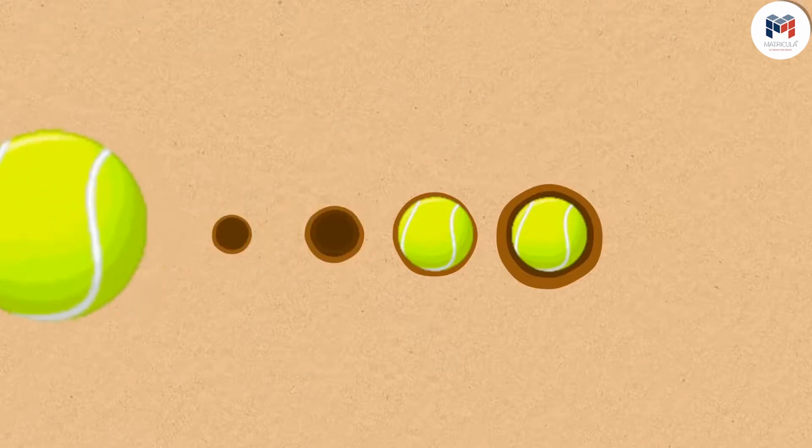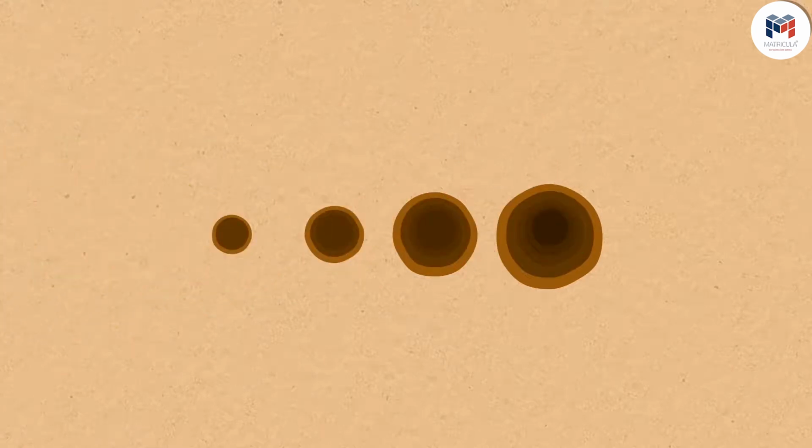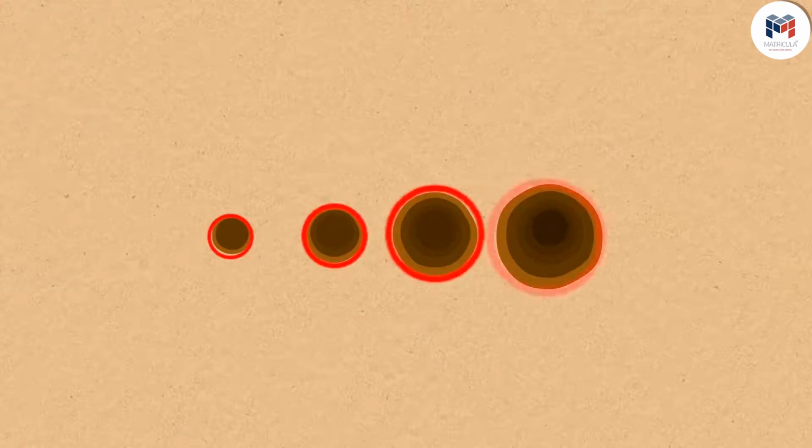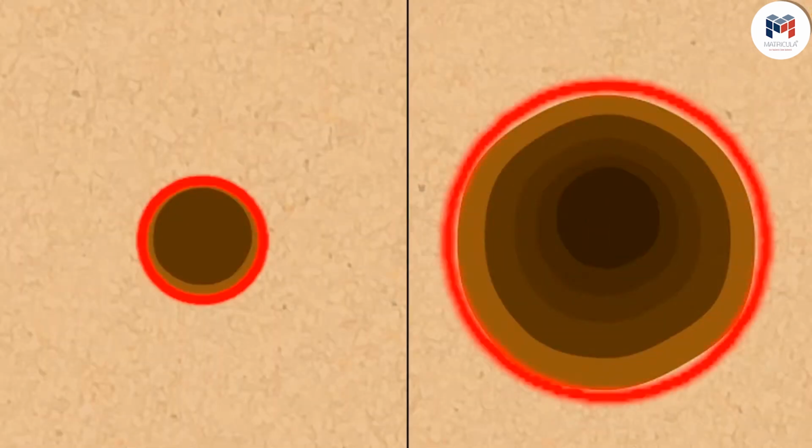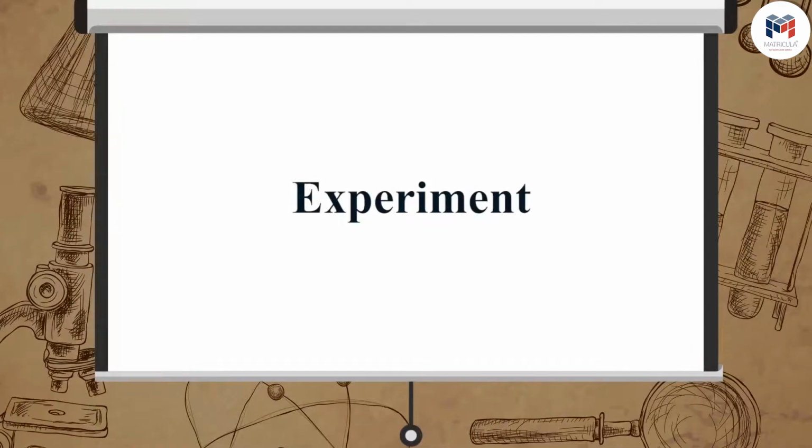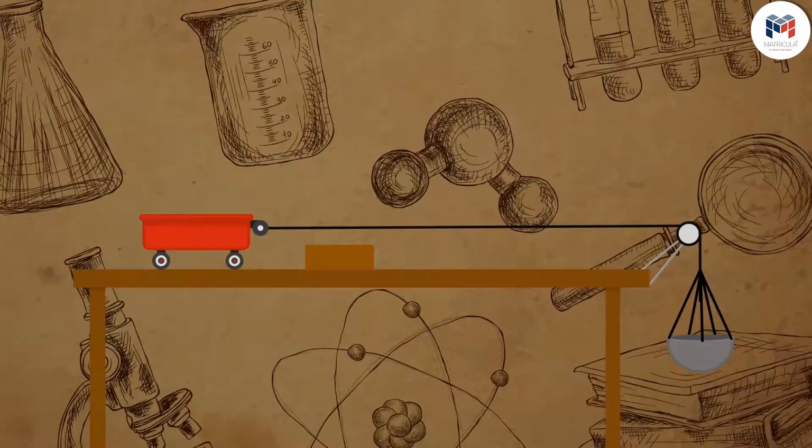Now, observe the depressions and compare their depths. Which depression is the deepest and which is the shallowest? What led the ball to cause a deep or shallow depression in the sand? Now, let us find the answers to these questions by performing another experiment. Look at this setup in this picture.